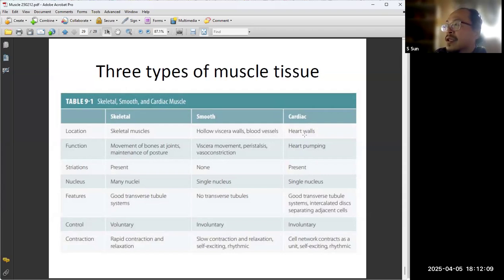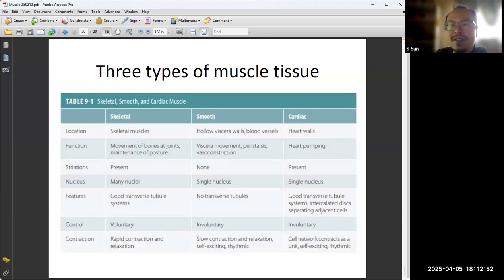Cardiac muscle forms the heart wall. It contracts to push the blood, causing the heart pumping. It has striation. A cardiac muscle cell has only one nucleus and a good transverse tubule system, meaning that it has a good striation appearance. It's involuntary. You cannot control it mentally or based on your will. It's controlled by the autonomic nervous system. And yes, it can be self-excited. So for your heart pump, there is a pacemaker to cause the contraction.